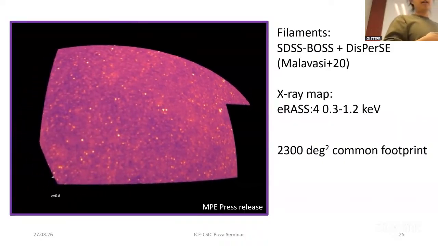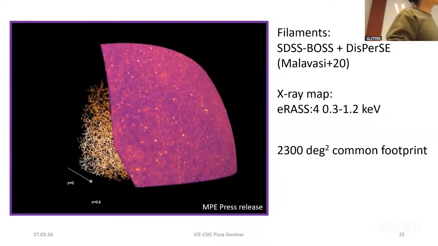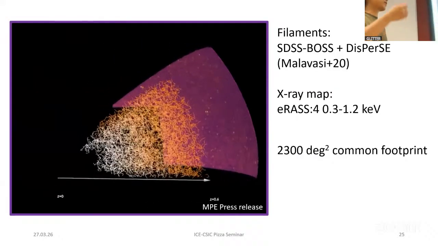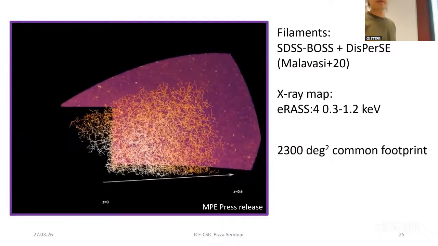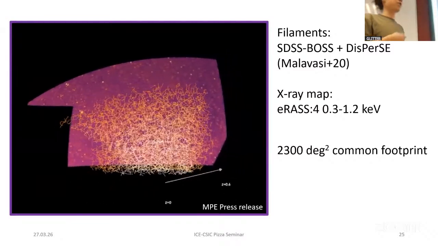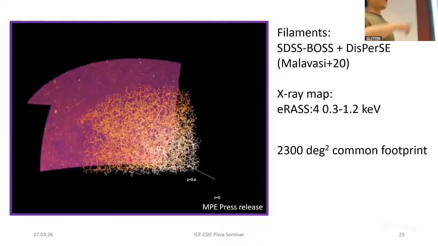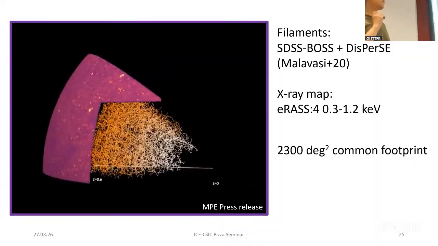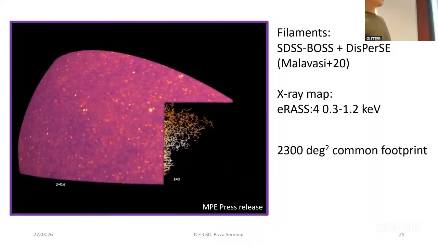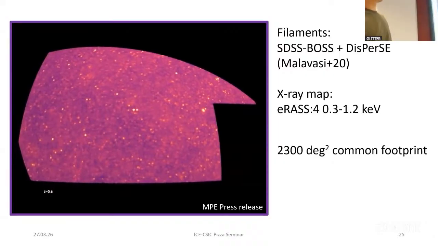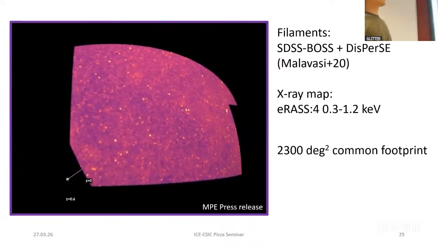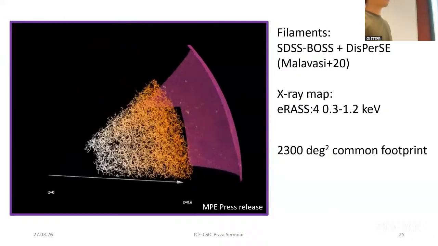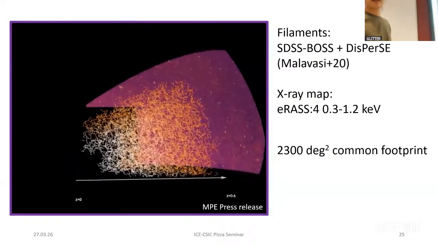And we use a very soft energy band from eROSITA, because in the hard energy band, everything you stack is the AGN from the cosmic filament. Only in the soft band can you see something from the gas. There is about a 2,300 square degree common footprint. You clearly see on this sky map that we don't have high surface brightness background regions. We masked them out, so we really chose a very clean sky footprint.